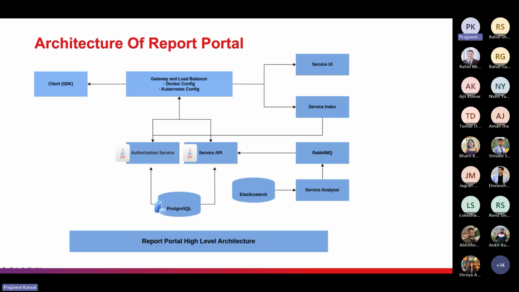And now we go to the RabbitMQ on the right-hand side. RabbitMQ is a messaging system that helps different components of the Report Portal communicate with each other. It allows a service to send a message or notification without directly connecting to any other service, which improves reliability and scalability, right?